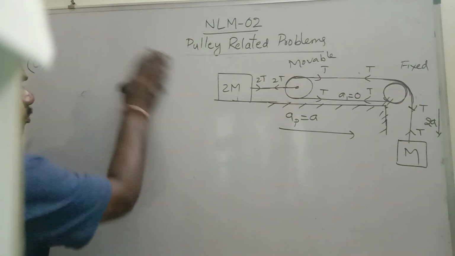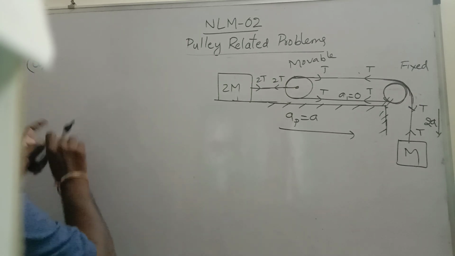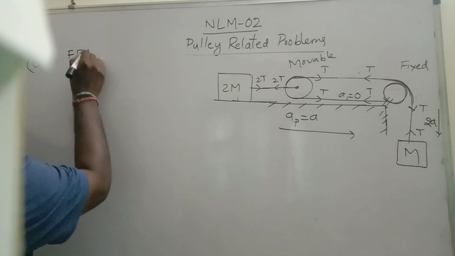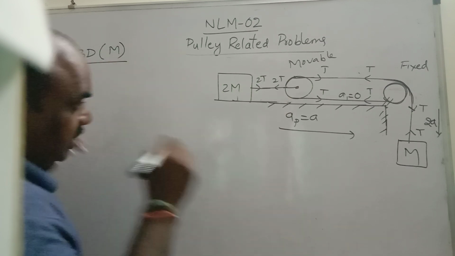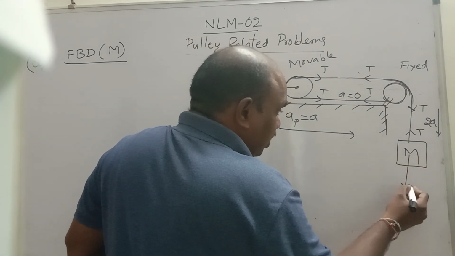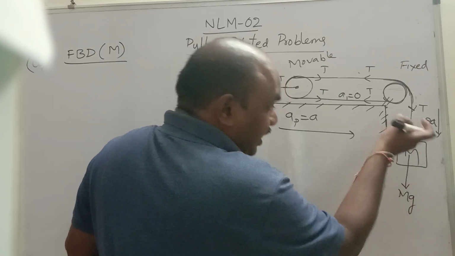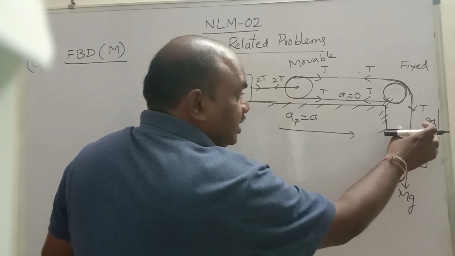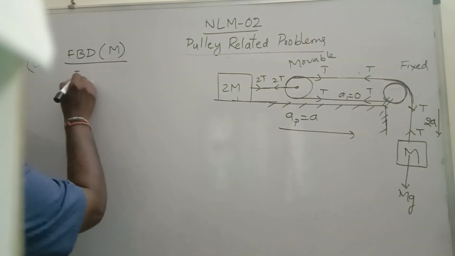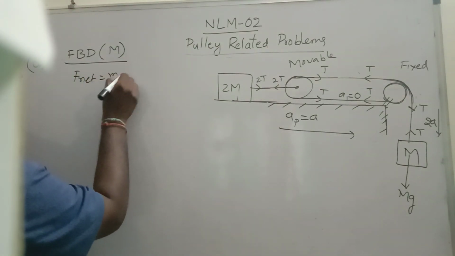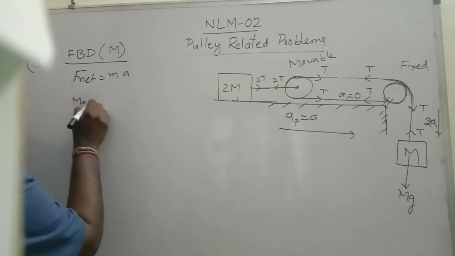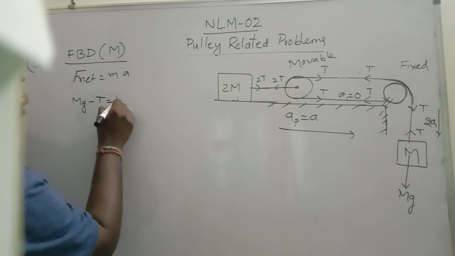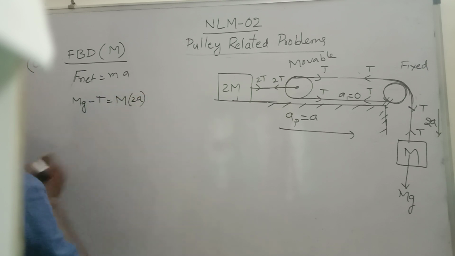Same story as previous problems, the free body diagram for capital M. Now see children, what is the weight of this body? From the center, downwards, mg. It is sliding downwards. This is the greater force, this is the lower force. So F net is equal to what formula? Mass into acceleration. Mg minus T is equal to capital M into 2A. This is equation number 1.